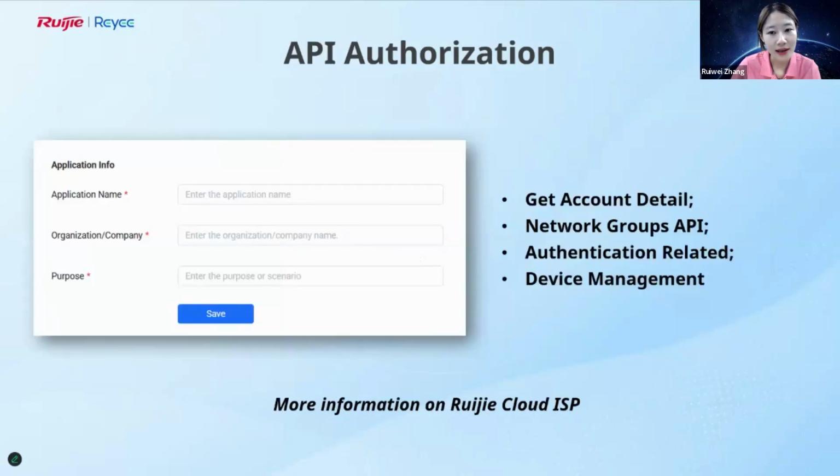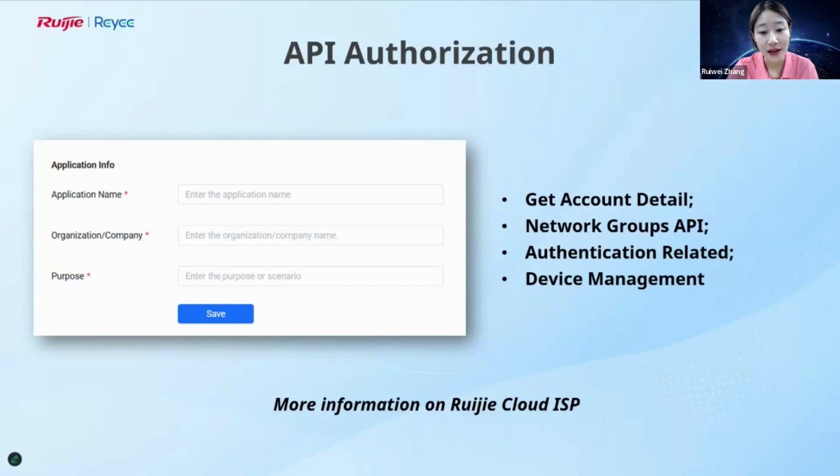Then, Ruijie Cloud ISP also supports open APIs that allow you to access and view Ruijie Cloud data from your currently used platform. Through simple APIs, your current platform can get this information from Ruijie Cloud ISP. The account details: fetch your account information. Network groups: access the network group list. Authentication: manage the vouchers and accounts, like you can create, delete, or even update the user's account.